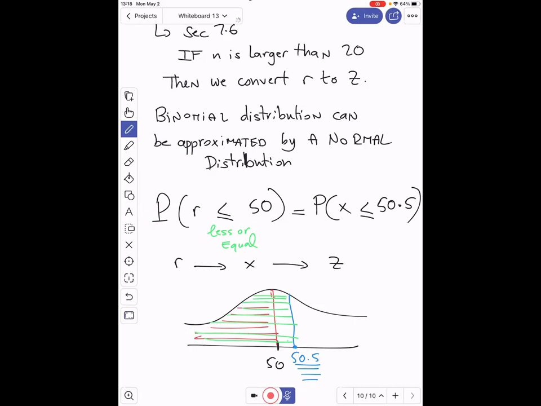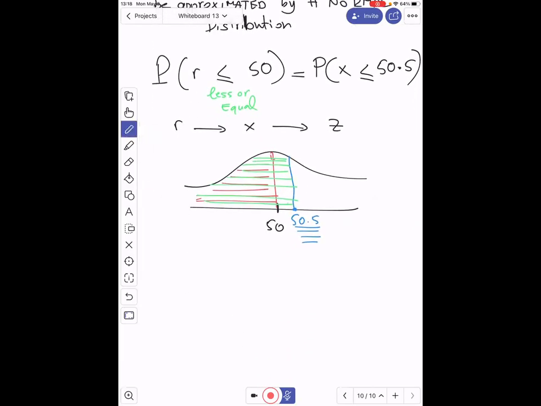So there is this first thing to do. You need to go from R to X. Then there is this continuity correction, right? By 0.5. All right, once you got your X, now you can go from X to Z using the same formula to convert X to Z, right? So now I want to go from X to Z. So this is the probability that Z is less than 50.5, right? So it's supposed to be X minus mu, right, over sigma. That's how we convert X to Z.